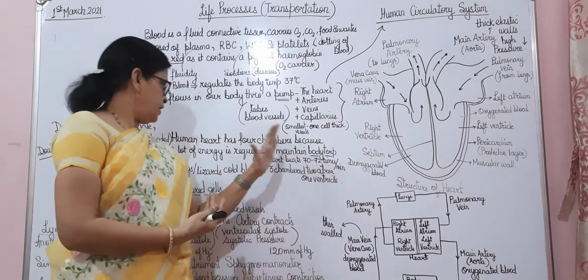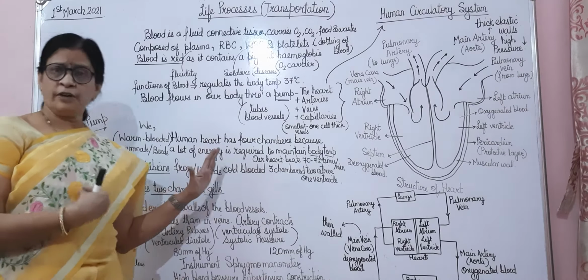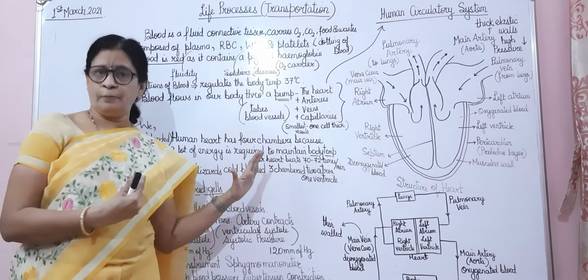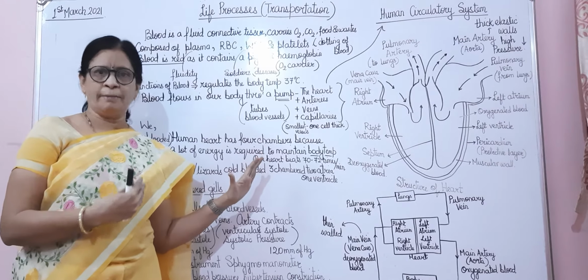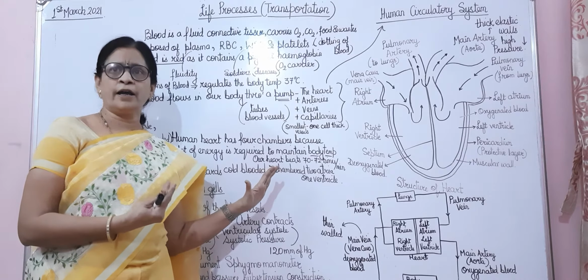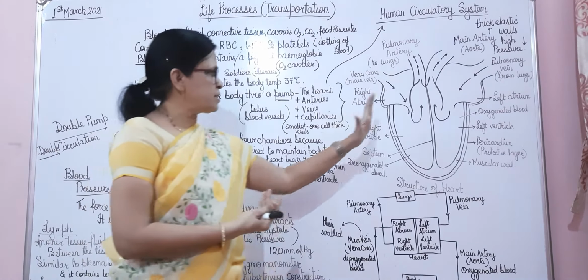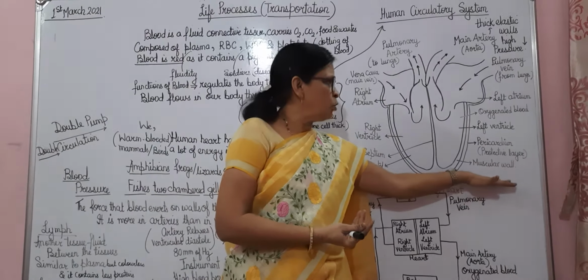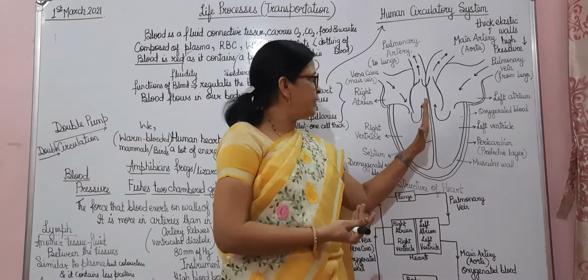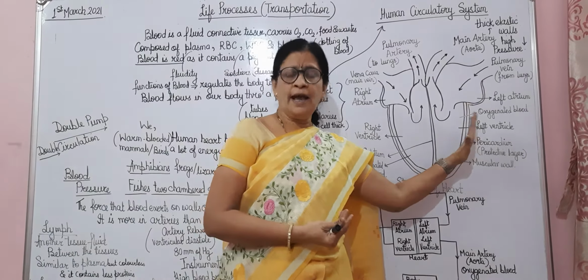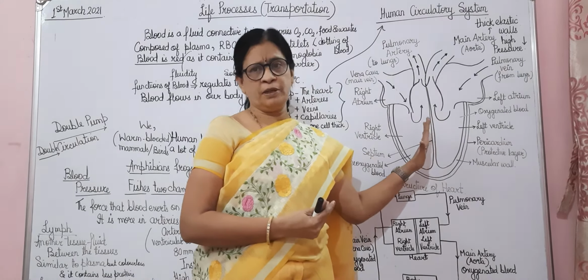Why four-chambered? Because our body needs a lot of energy. Why? To maintain the temperature. We are warm-blooded animals, mammals and birds. We are warm-blooded, and therefore we require a high amount of energy. So there is a septum in between the heart. This muscular wall present at the center is dividing the oxygenated blood and the deoxygenated blood from each other.